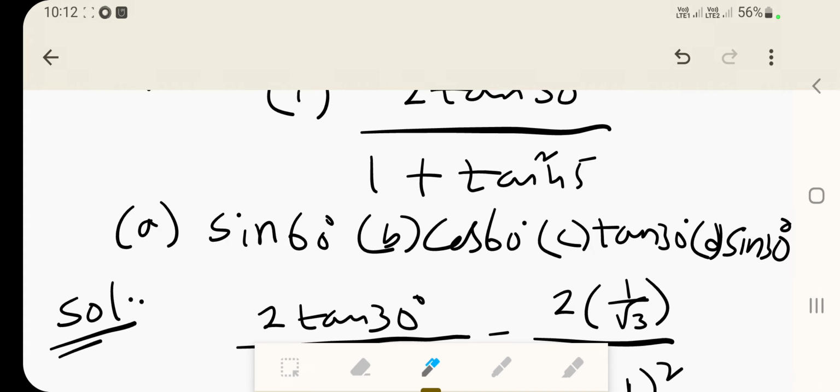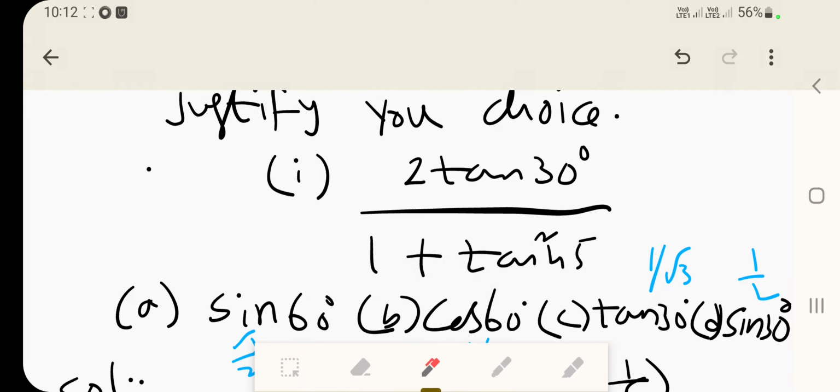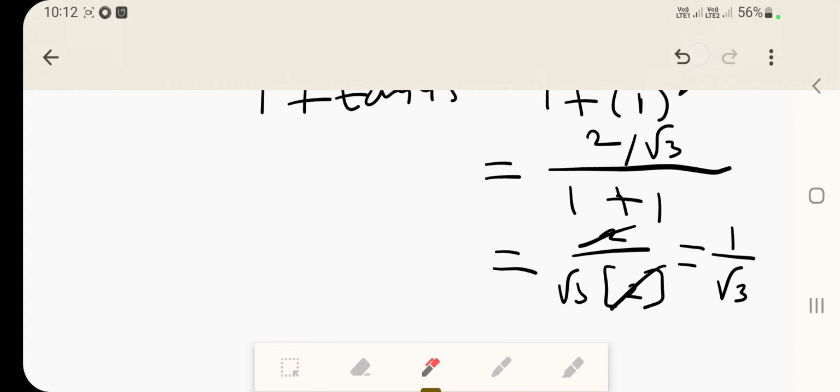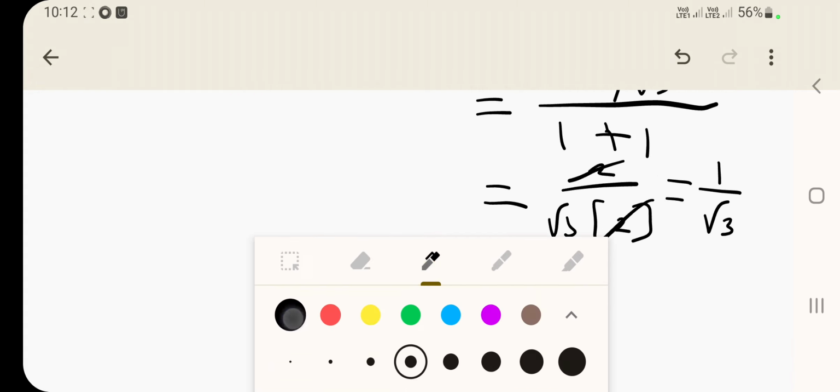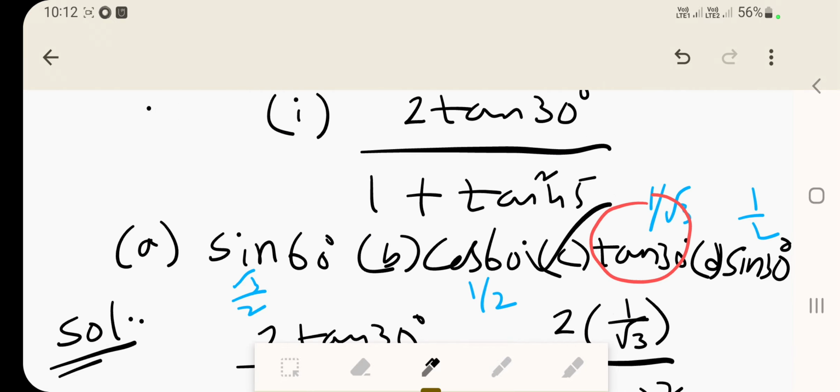So 1 by root 3, you have to select from the options which they have given. Sin 60 is root 3 by 2. Cos 60 is 1 by 2. Tan 30 is 1 by root 3. Sin 30 is 1 by 2. What is the answer we got? It is 1 by root 3, which matches with tan 30. So the answer here is equal to tan 30. This is itself the justification for why you have chosen it: 1 by root 3 we got, and 1 by root 3 is nothing but tan 30. That's why we have selected option C as the answer. The correct option is C, because 1 by root 3 is nothing but tan 30.